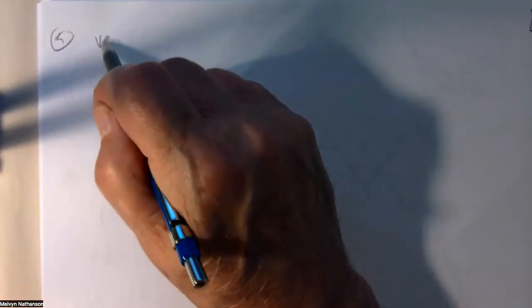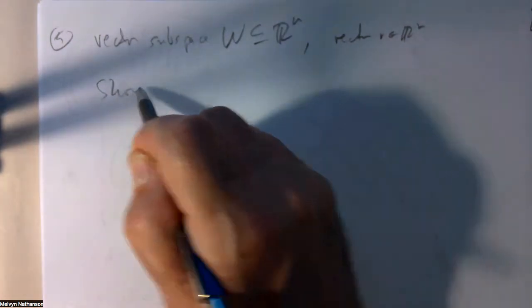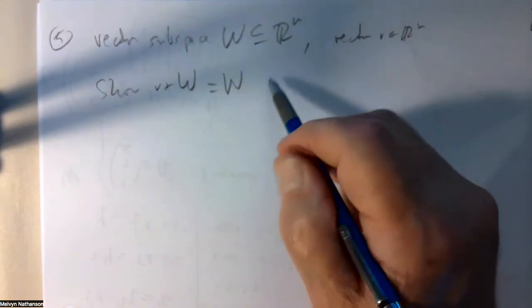In problem 5, we have a vector subspace W in Rn and a vector V in Rn. And we want to show that V plus W, if you translate W by V, you don't do anything new if and only if V is in W to begin with.